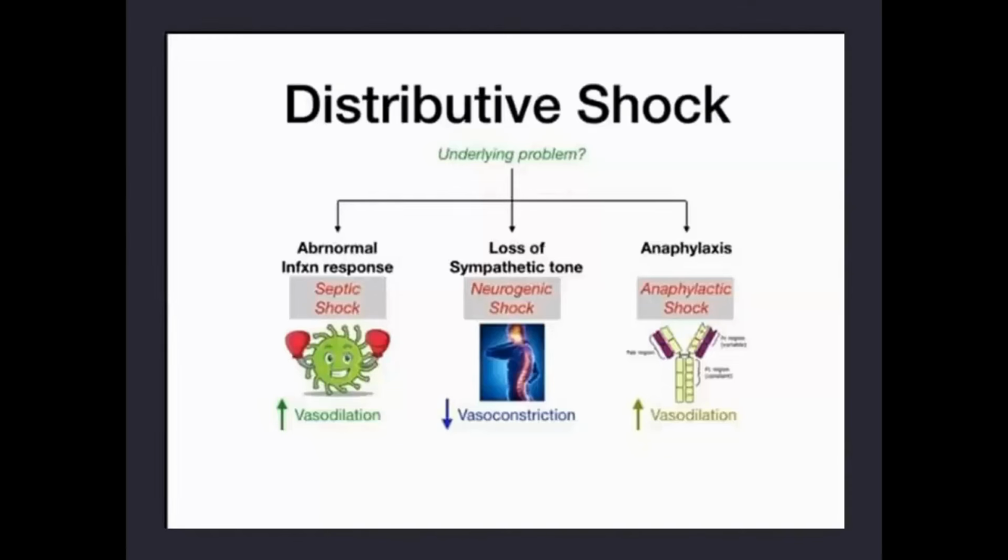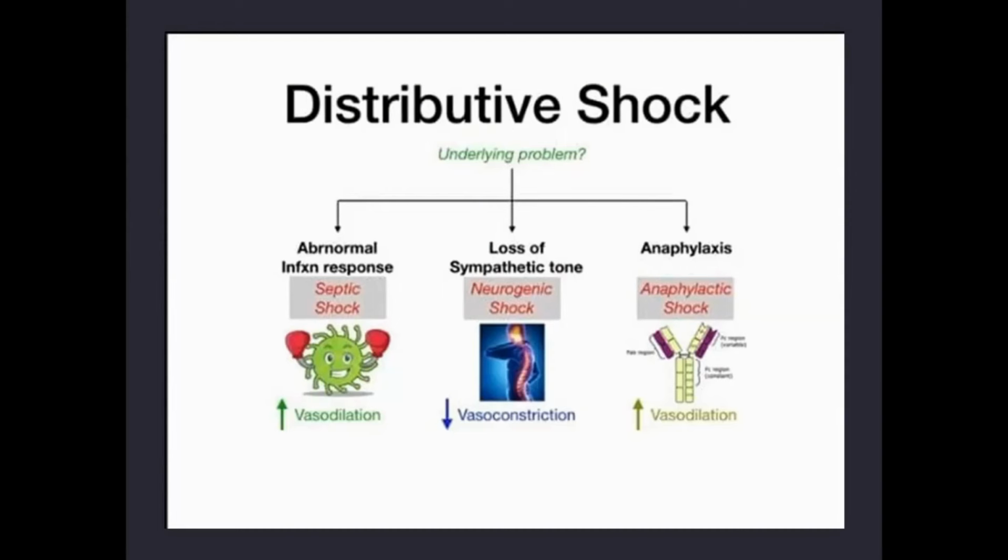Now, moving towards the next shock, in which most of the students get confused. First, let's discuss the abnormal response due to infection, which means septic shock. In septic shock, any foreign antigen enters your body and causes the release of acute phase reactants and results in massive vasodilation and an acute phase reaction.